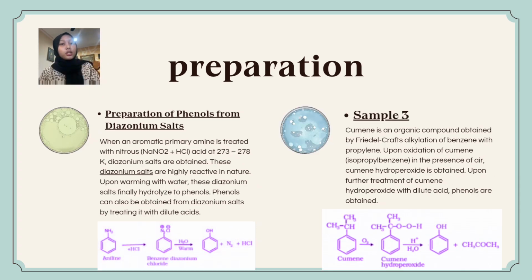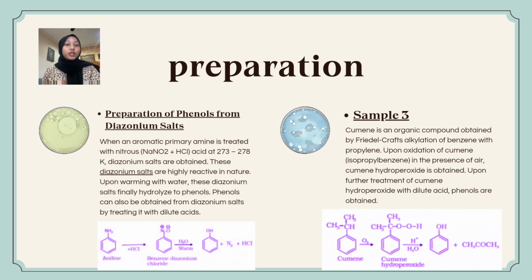So for the next preparation, which is preparation of phenol from diazonium salt, when an aromatic primary amine is treated with nitrous acid, NaNO2 plus HCl, at 273 to 278 K, diazonium salts are obtained. These diazonium salts are highly reactive in nature. Upon warming with water, this diazonium salt is finally hydrolyzed to phenol. So phenol can also be obtained from diazonium salt by treating it with dilute acid. So this is the equation for the third preparation of phenol.